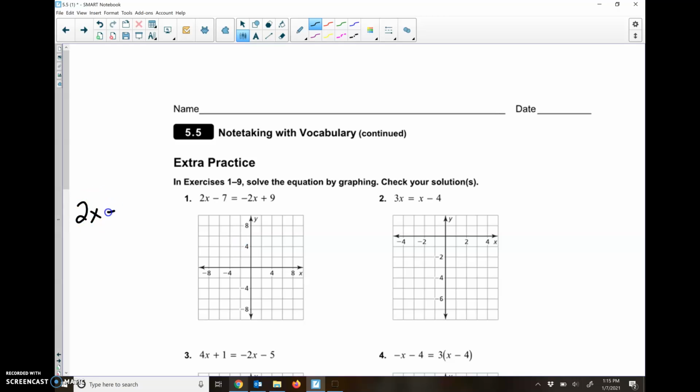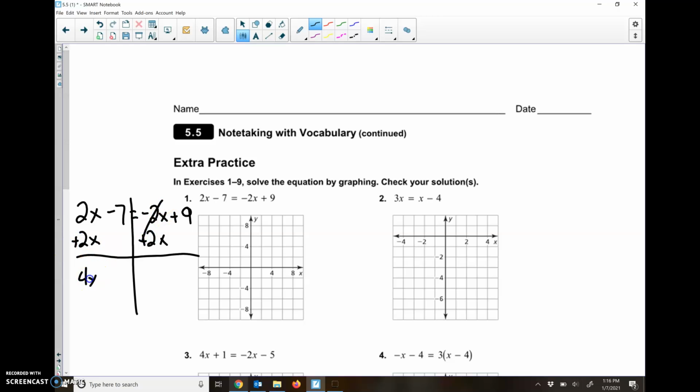So I have 2x minus 7 equals negative 2x plus 9. So I'm solving for x. So I got a couple steps here. Step 1, get my x's together. So I'm going to add 2x to each side. You could have subtracted 2x from each side. That's perfectly fine. I like to do it where I get my x's to be positive.